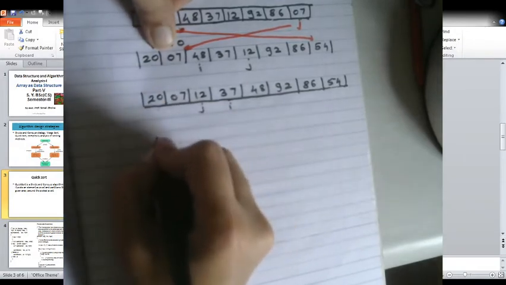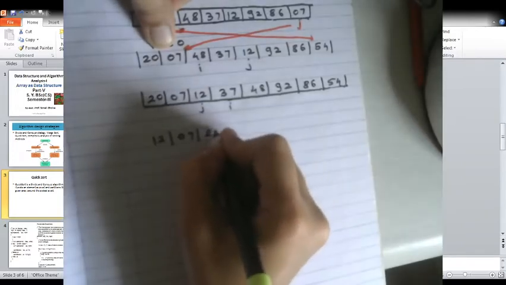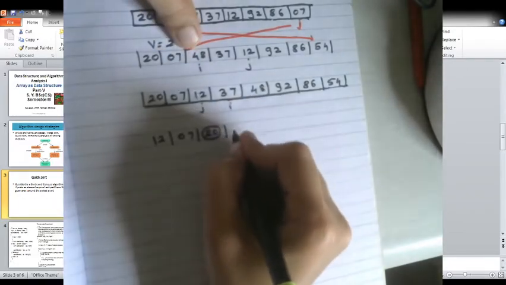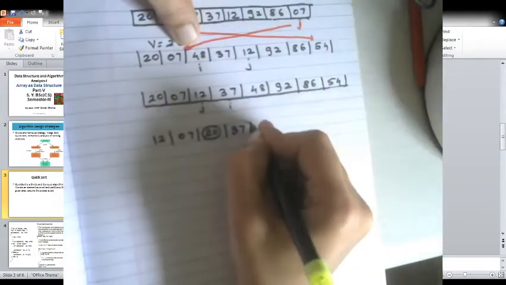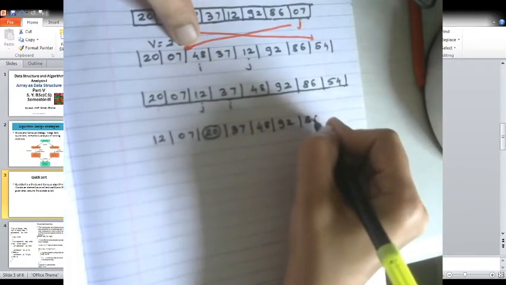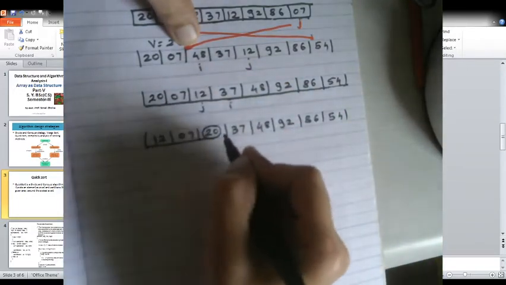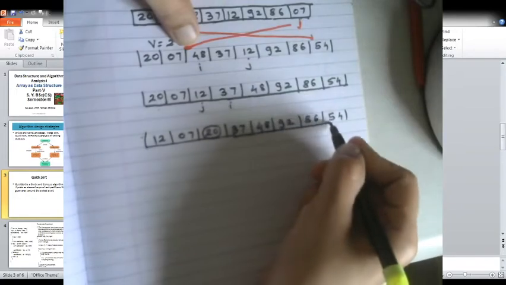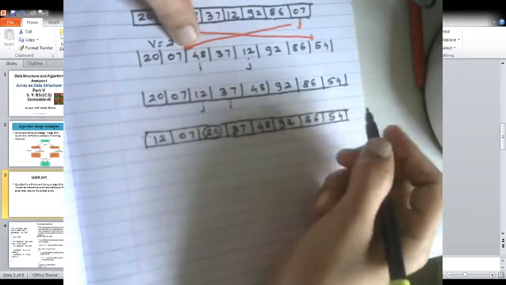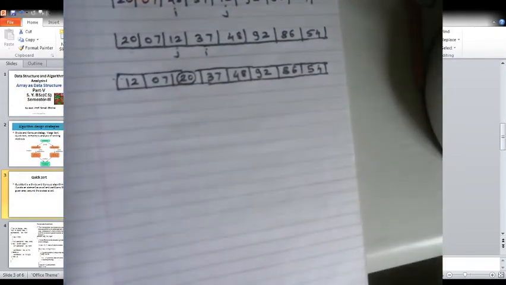So here our array is 12, 7, here is your 20, so make it a circle. Then the next elements are 37, then 48, then 92, then 86 and the last one is 54. In this array we have got the partition point. So divide this array based on the partition point into two parts. This is the first part and this is the second part, and solve them independently.